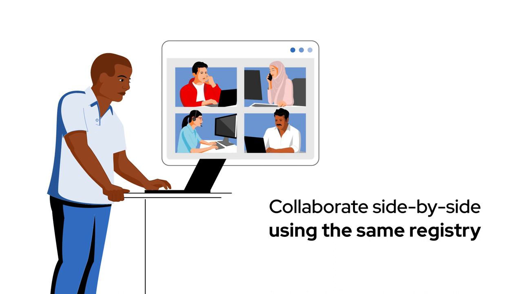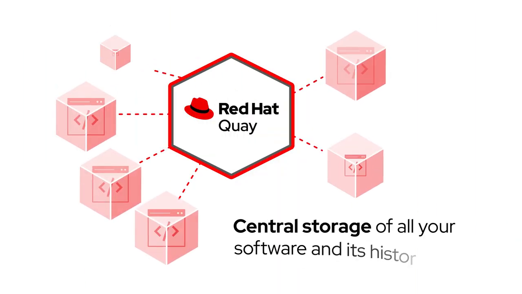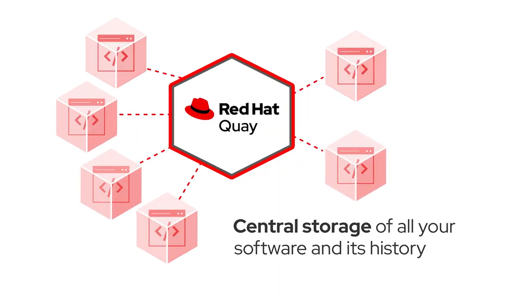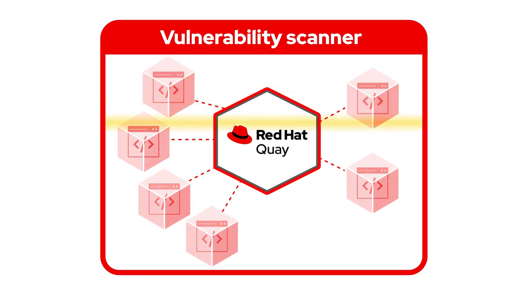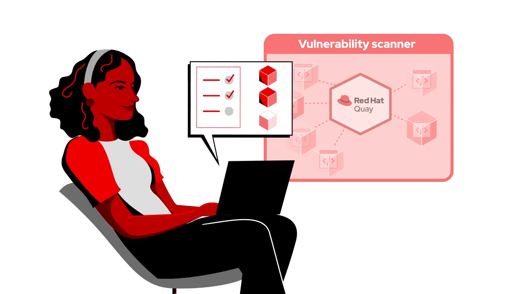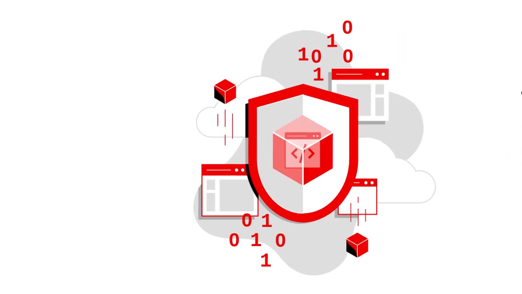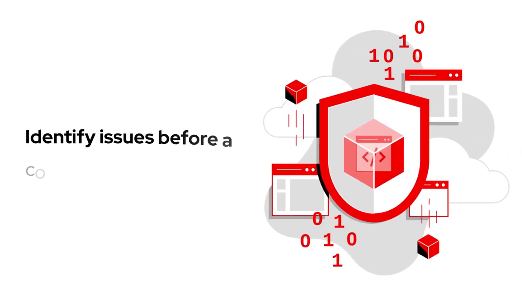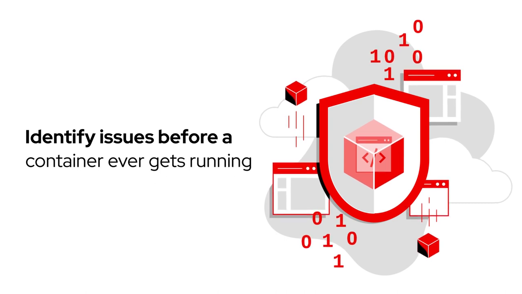the same registry. Central storage of all your software and its history, combined with a built-in vulnerability scanner, makes it easier to determine which package or library inside container images to update and remediate it quickly. Scanning happens continuously in the background, with reports available in real time, providing a strong security posture that can identify issues before a container ever gets running.